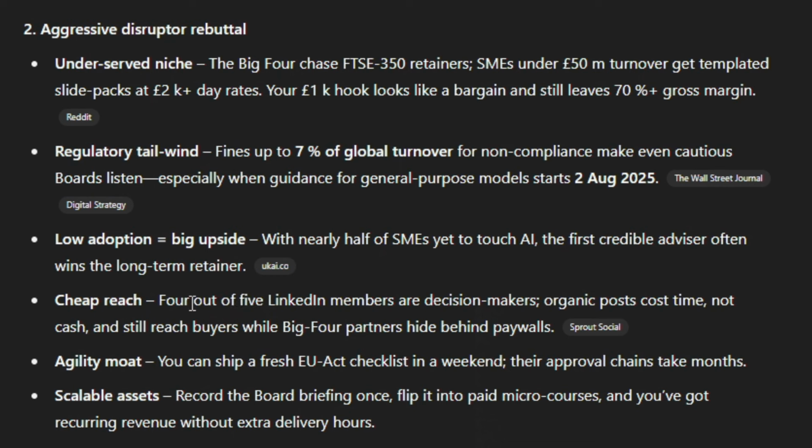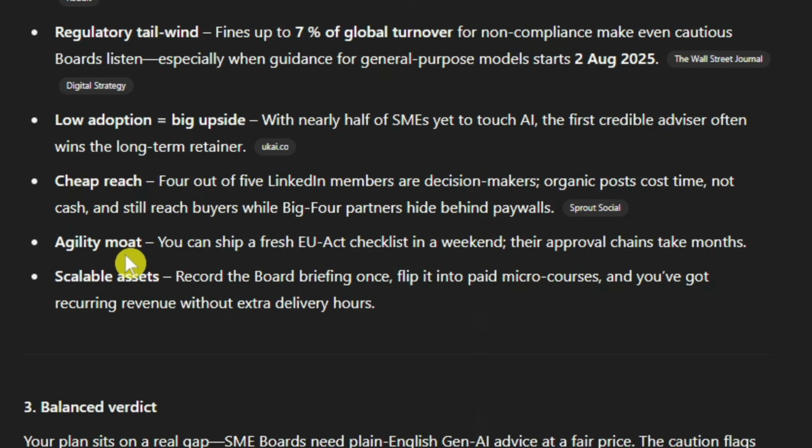Cheap reach. 4 out of 5 LinkedIn members are decision makers. Organic posts cost time, not cash. So it might take a bit of time, but it might get there as well. Agility mode. You can ship a fresh EU AI Act checklist in a weekend. Their approval chains for the big 4 take months.